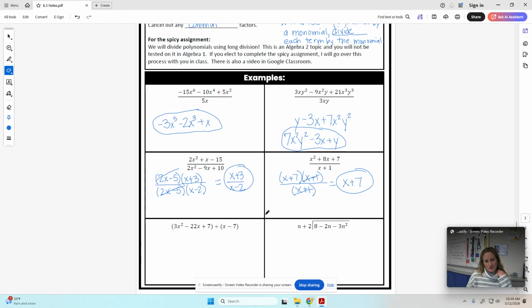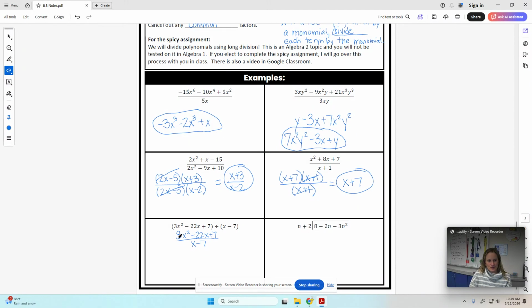The last two examples, I have written these division problems in some different ways, just to make sure we know all the different ways we could see things. So this one has it written with this kind of standard division symbol, but this means the same thing as 3x squared minus 22x plus 7, all divided by x minus 7. So I can rewrite the problem if I like it kind of in this more fraction format.